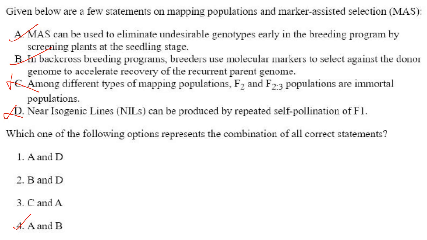Among different types of mapping population, F2 and F2:3 populations are immortal. F2:3 is not immortal. So C is wrong. Near isogenic lines can be produced by repeated self-pollination of F1. They can be developed by selfing or backcrossing of F1 with the recurrent parent. So D is also not correct. So the answer here is A and B, that is option 4 is the answer.